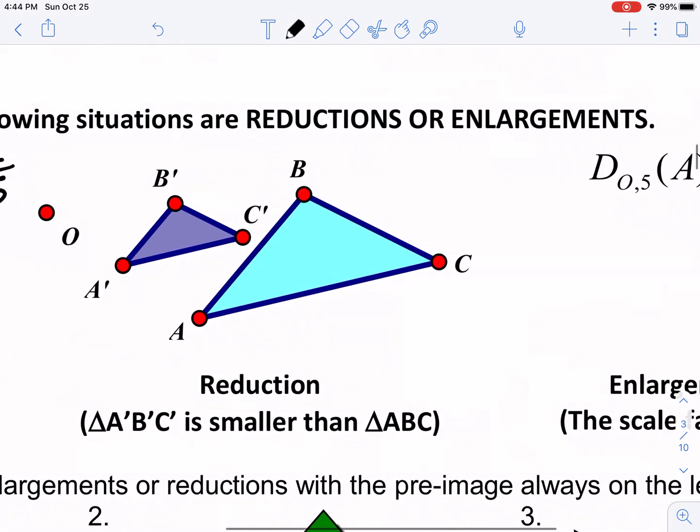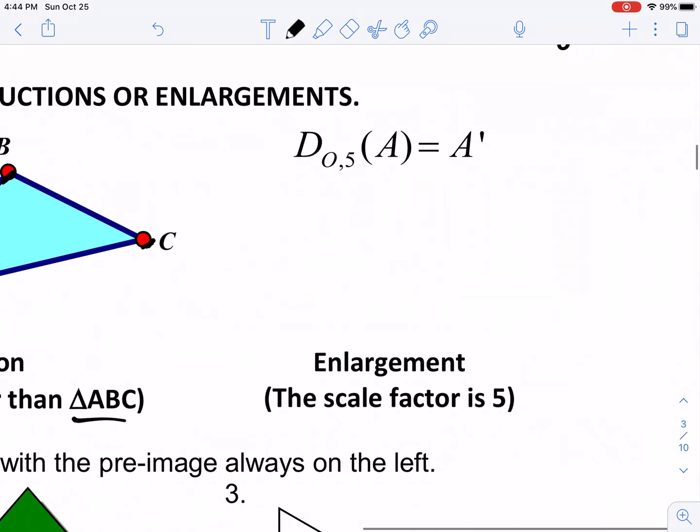In the second image here, remember the order matters here. We're going A, B, C to A prime, B prime, C prime. Well, what does that look like? That looks like a reduction, right? Because A prime, B prime, C prime is smaller than the original triangle. So that would be a reduction, okay?